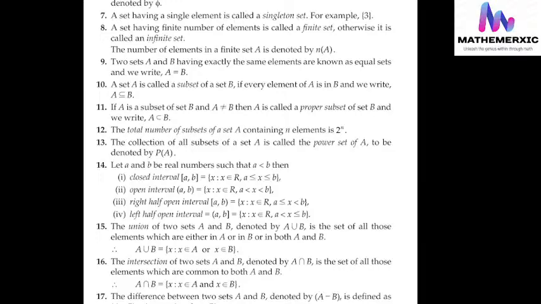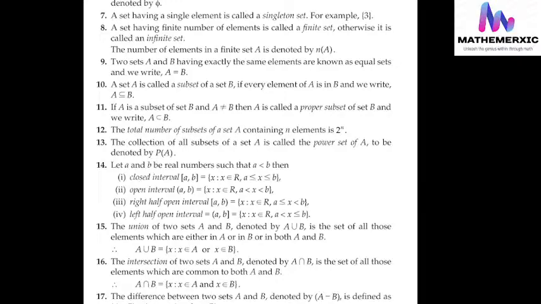Set A is a subset of a set B if every element of A is in B, and we write A ⊆ B. If A is a subset of B and A is not equal to B, then A is a proper subset of B, and we write it with the proper subset symbol.